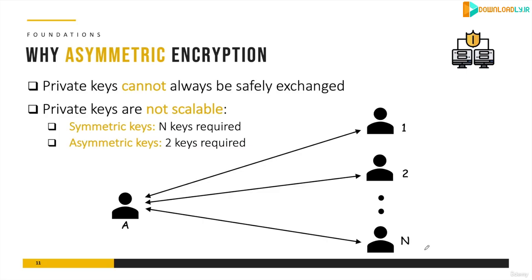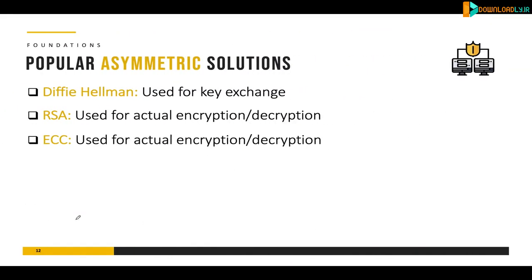Now contrast that with asymmetric encryption. If you're using asymmetric keys, you just need two keys and that's it. One is the private key, which would be used by A, and the second is the public key, which is published to all the users and it is public. Some popular asymmetric solutions include Diffie-Hellman, which is used for key exchange between two entities. We also have RSA, which is used for actual encryption or decryption, and we have ECC, which is again used for actual encryption and decryption, and there are several others available as well.